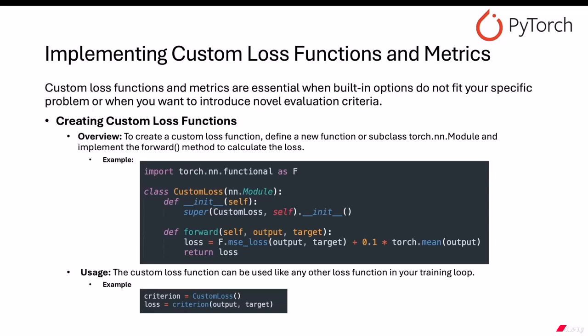Here is an example. We create a criterion equal to custom loss, and then loss equals criterion of output and target.